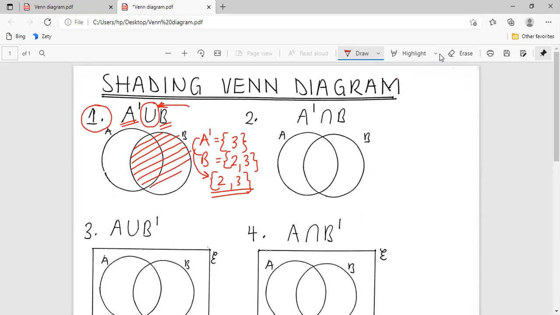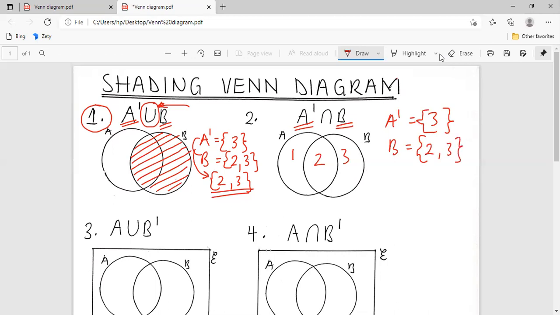Now let's look at number 2. Basically, number 2 also has 3 chambers, 1, 2, and 3. If you look at the first part here, it also talks about A complement. And we already saw that A complement will be only chamber 3. And the second part is talking about B. And we already saw that set B has chamber number 2 and chamber number 3.